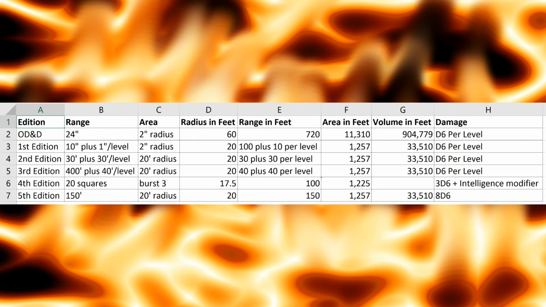The distance, again, for original D&D is 720 feet. 1st edition is 100 feet plus 10 feet per level, so a 6th level is 160 feet. 2nd edition is 30 feet plus 30 feet per level, which for a 6th level would give you 210 feet. For 3rd edition, you get 40 plus 40 feet per level, which would give you 280 feet, if I'm doing the math correctly in my head. And the 5th edition puts it at 150 feet. It doesn't extend per level. So that's sort of interesting.